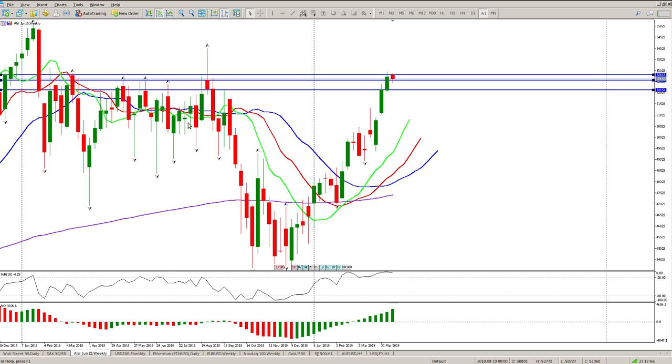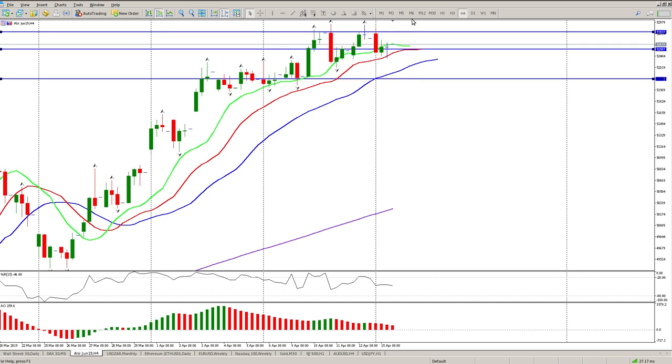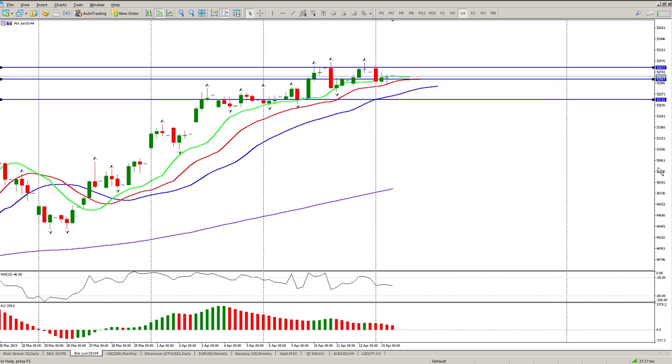So there's quite a significant level sitting here, which is another reason why I said yesterday I'm not really looking for longs here. We're going to need to have some form of consolidation or a pullback before I start looking for longs. So if we just move down to the 4 hour, there's another thing that has happened here.